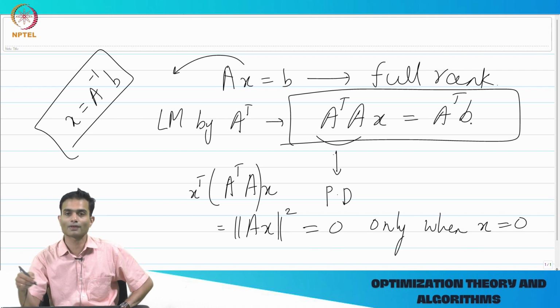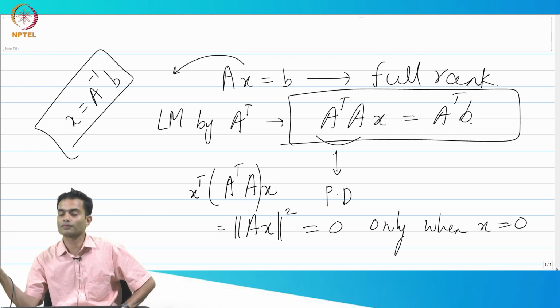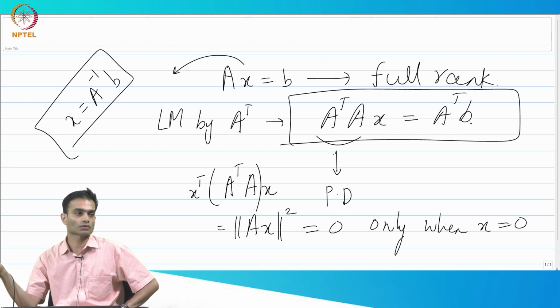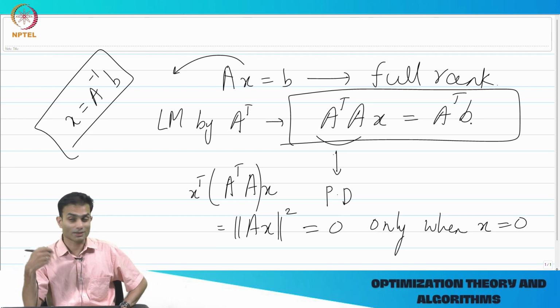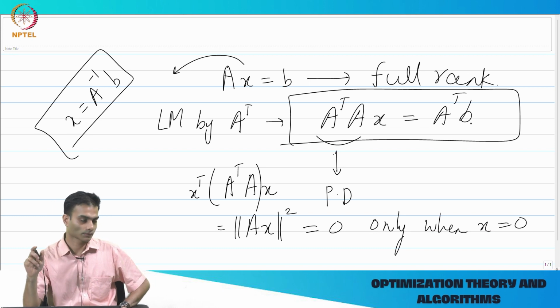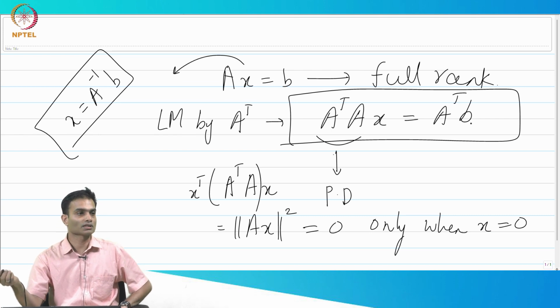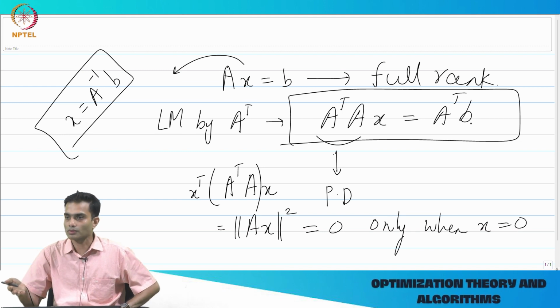But what is the slight disadvantage of going this way? The condition number, right? The condition number of A transpose A is the square of the condition number of A. In the subsequent few lectures we will see what role condition number plays. But if you're telling me that A is not symmetric, I have no option. I have to go through this route.